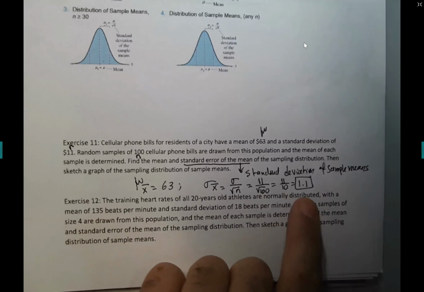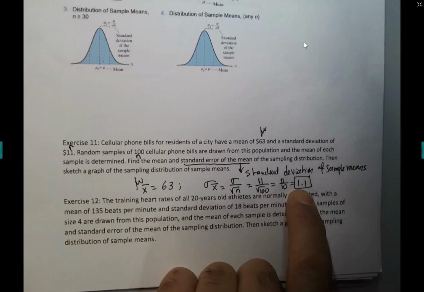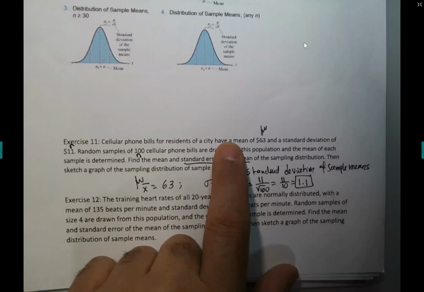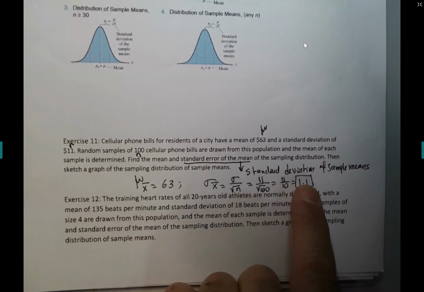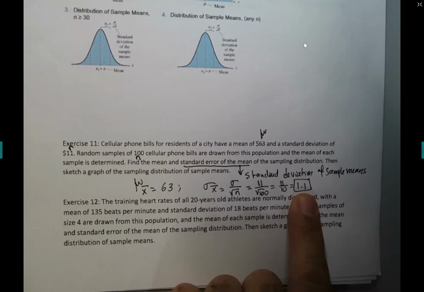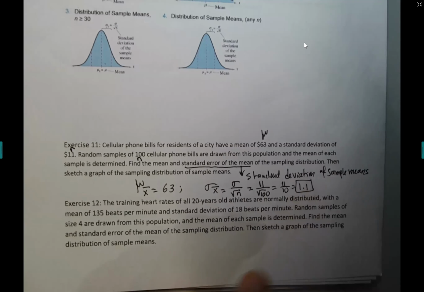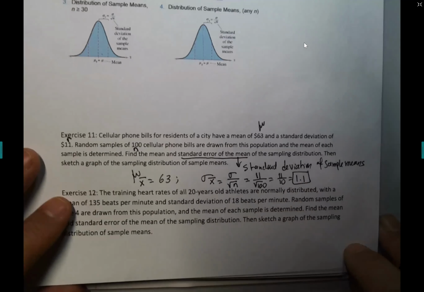You see how small the standard deviation is? It's 1.1, but the original standard deviation of the population is 11. So that's why it's better to work with a distribution that has a smaller standard deviation, which is X bar. Okay, let's do number 12.